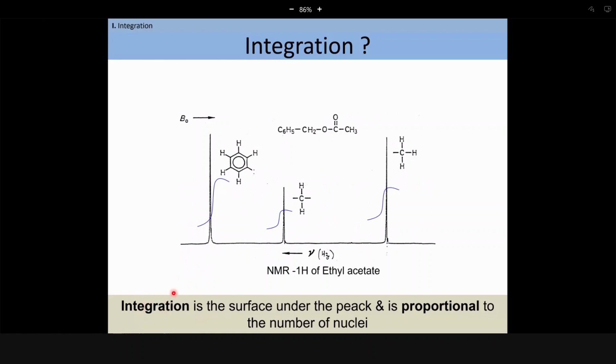And it can figure on the spectrum with these curves, sort of sigmoid. But we can also get only the value of the surface, a direct value, and we make the ratio between them to know how many protons we have in the group.